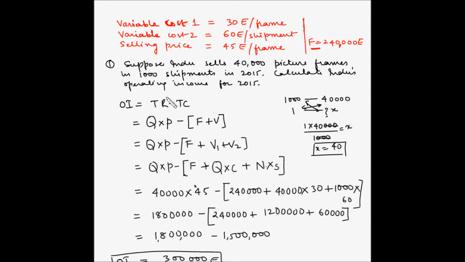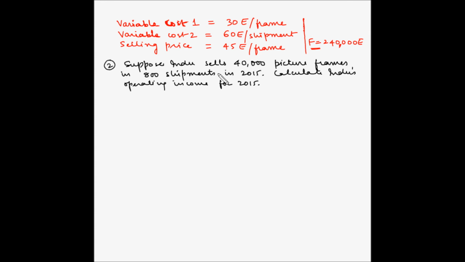That means the number of shipments has gone down. That means the number of frames per shipment has gone up. So if the number of shipments has gone down, then the variable cost number 2 will also go down because it is based on the number of shipments. So if the variable cost has gone down, basically our operating income should increase. So let's find out how much it will increase if we reduce the number of shipments to 800 instead of 1,000. So the second part is, suppose Indu sells 40,000 picture frames in 800 shipments in 2015. Calculate Indu's operating income for 2015.